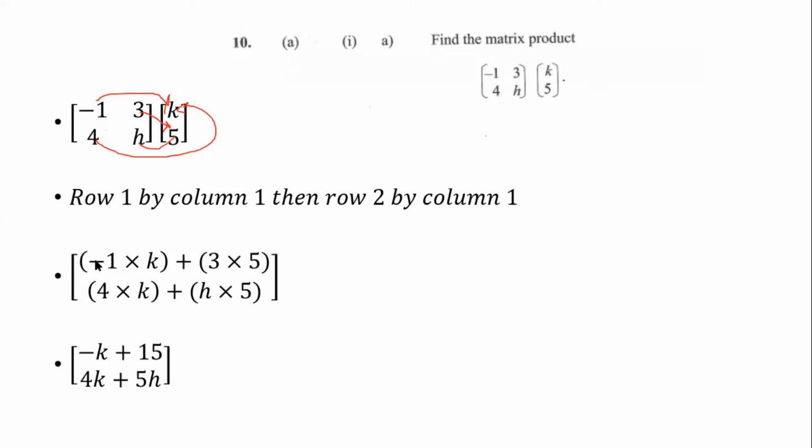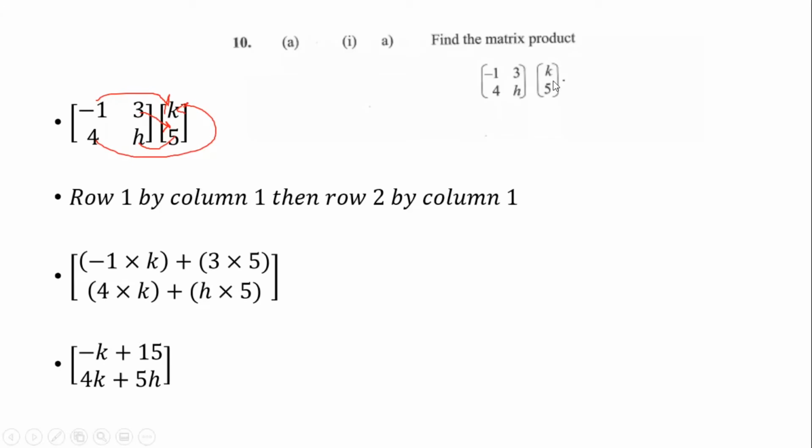And then -1 multiplied by k will leave us with -k, and 3 multiplied by 5 will leave us with 15. So for the top row, we have -k plus 15. Then we have 4 multiplied by k, which gives us 4k, and h multiplied by 5, which gives us 5h. So we have 4k plus 5h for the second row, and that would be our final answer. So the matrix product for this is -k plus 15, 4k plus 5h.